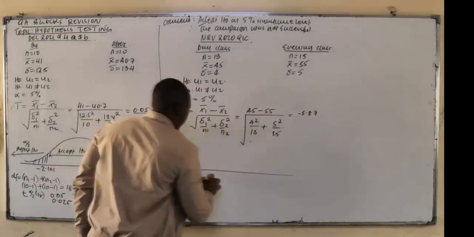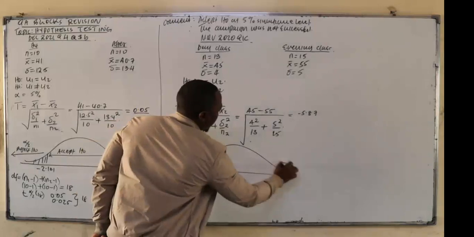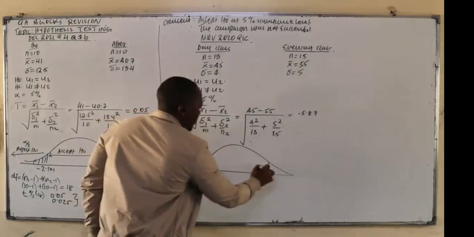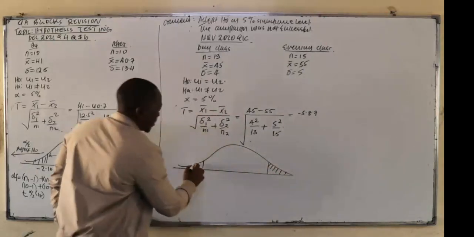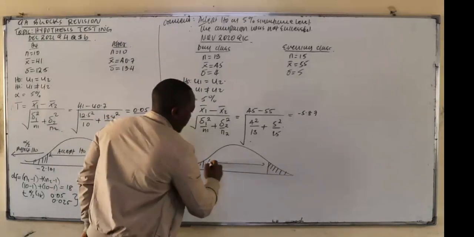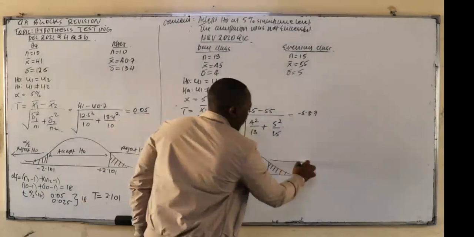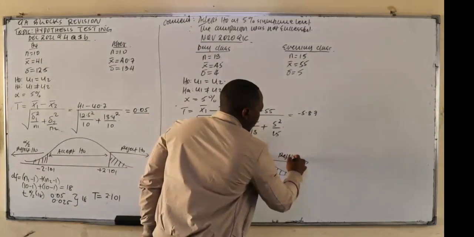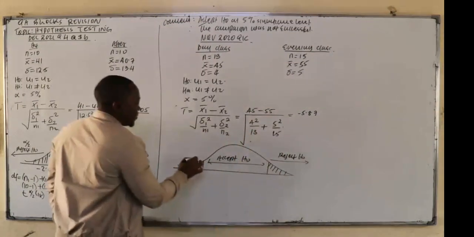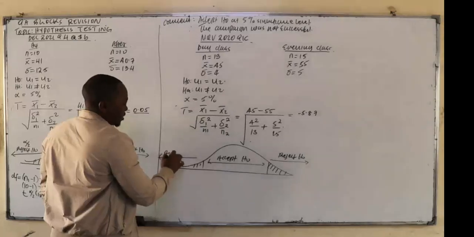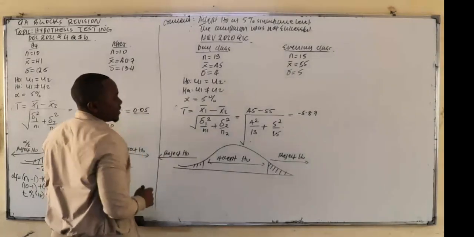So you compare the T calculated against the T critical. This one should always be a two-tailed test. So here we accept the null hypothesis, and here you reject the null hypothesis, and here you reject the null hypothesis.